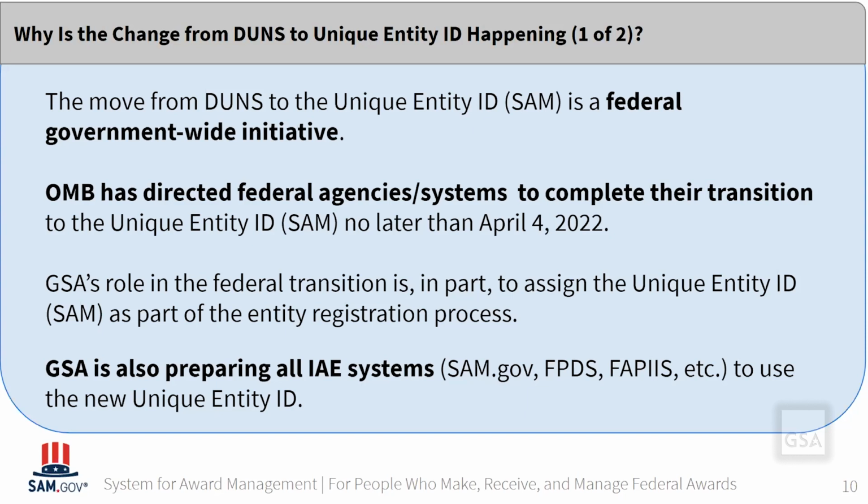A big part of GSA's specific role in this transition is to assign the unique entity ID SAM as part of the entity registration process, and to prepare all of the other IAE systems to use the new unique entity ID. That is all the prep work and helping users with the transition, and downstream systems can start accessing the unique entity ID SAM now, before that April 4th date.